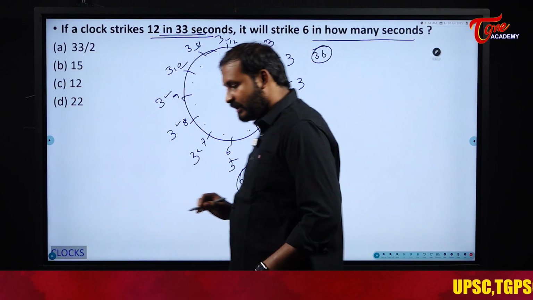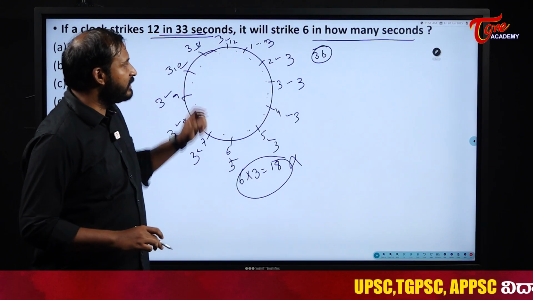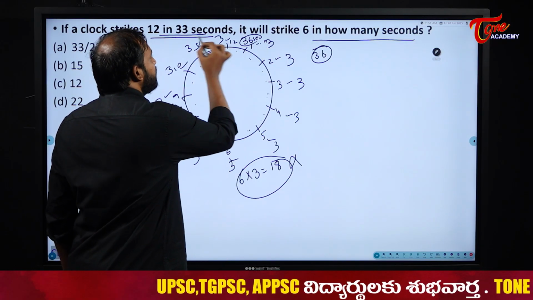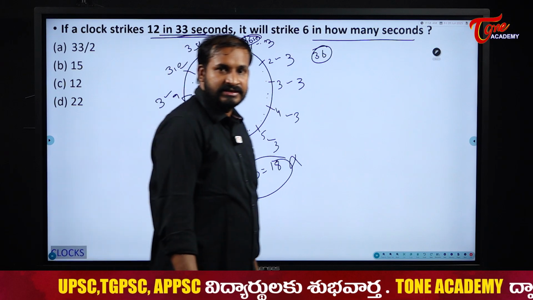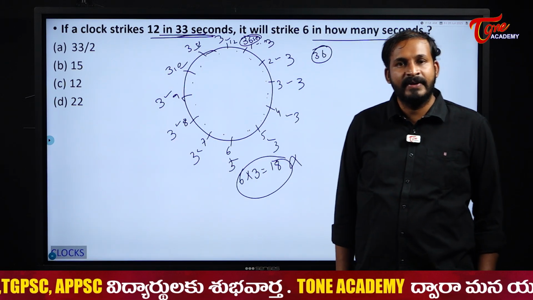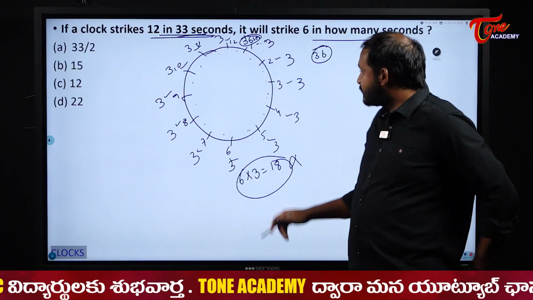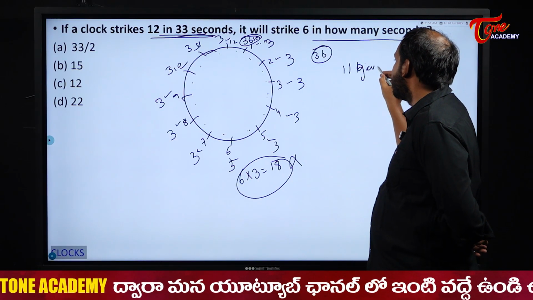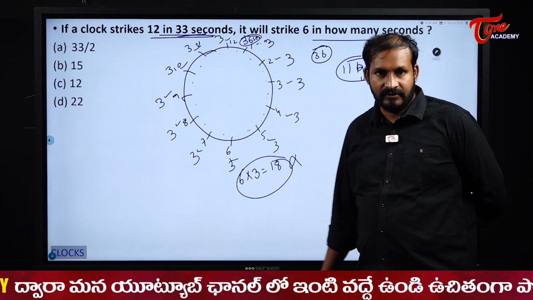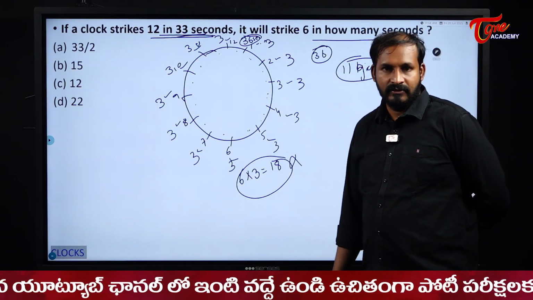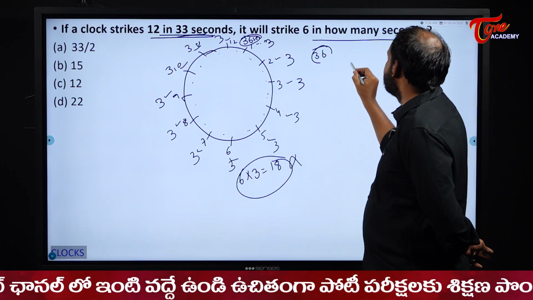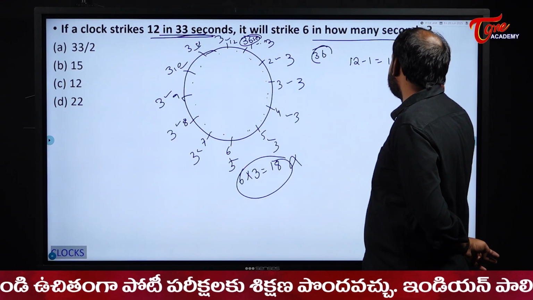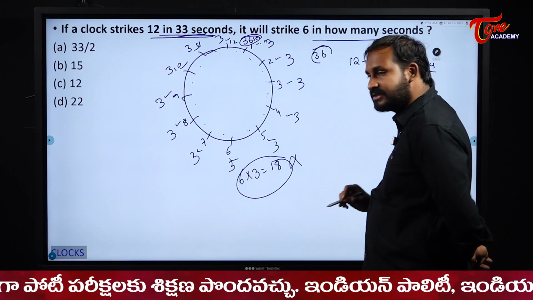No, this is wrong. If that is the case, to strike 12, it should take how many seconds? It should take 36 seconds, right? But it is taking just 33 seconds. That means what is happening here, students? Actually, we will consider it as only 11 gaps, 1 less than the 12. So, 12 minus 1 is equal to 11, in 33 seconds.